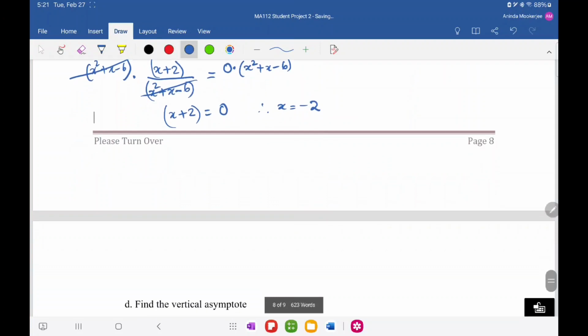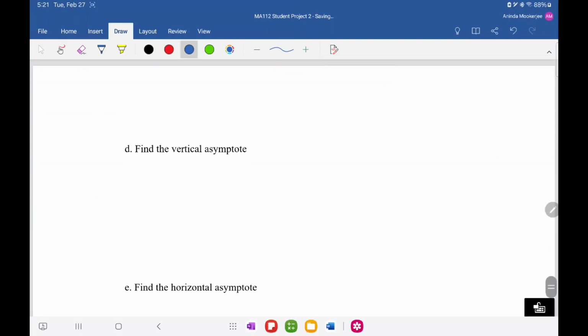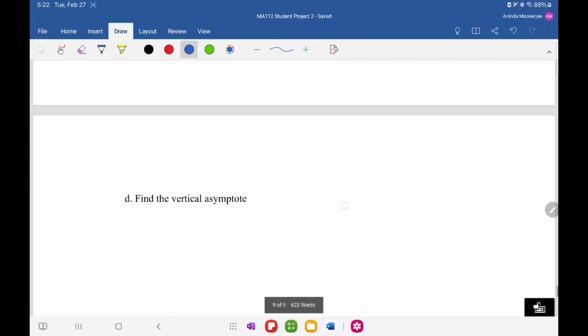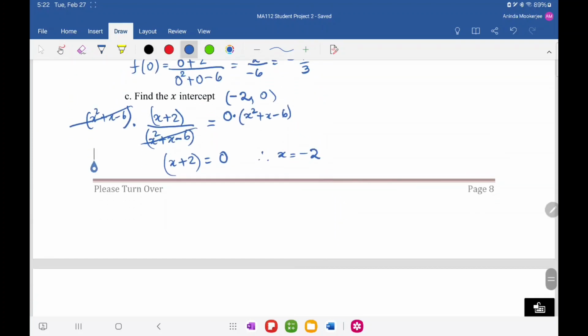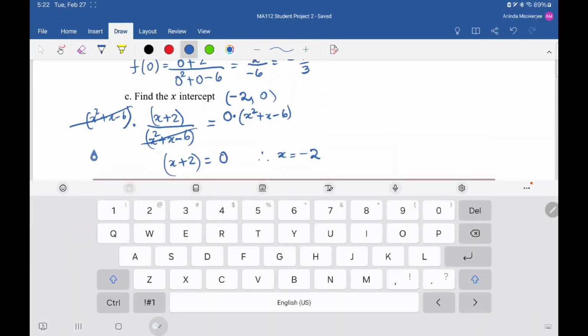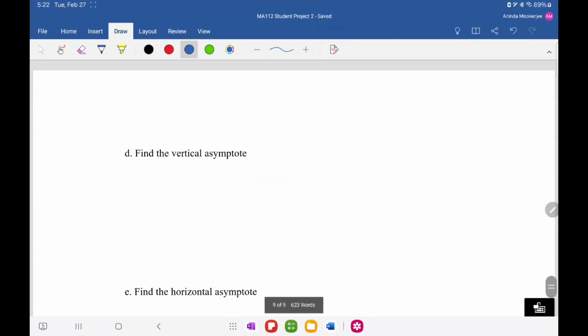Now the next part says find the vertical asymptote. Okay, so to find the vertical asymptote, what we do is we just take the denominator and make it equal to 0 and solve for x. So what was our denominator? x squared plus x minus 6, equal to 0.